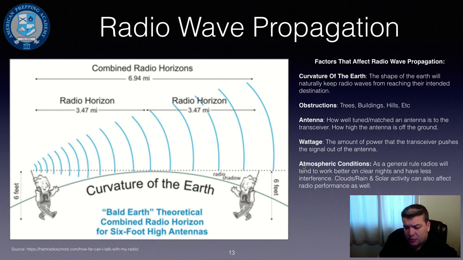So the last thing is atmospheric conditions. As a general rule, radios will tend to work a little better on clear nights and have less interference. Clouds and rain and solar activity can also affect the radio performance as well. We're not going to go too much into the ionosphere, but essentially the ionosphere has a couple of bands where at night those bands tend to kind of go away, which allows radio signals to skip off of the ionosphere a little bit easier in the evening and night.